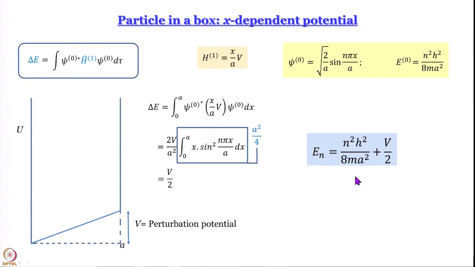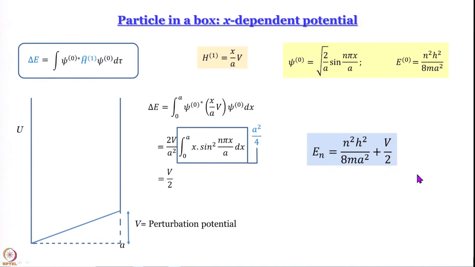So, what has happened to the energy level of the particle in a box because of this slanting thing? What has happened is that every energy level has simply got offset by V by 2. What is V? V is the perturbation potential at x equal to A. So, this energy here is not x dependent. Potential energy is x dependent, fine. Energy is not. It would have been a little unhappy situation if it was. But it is not. So, it is a good thing that we see that n square h square by 8 m square plus V by 2, this is what we get.